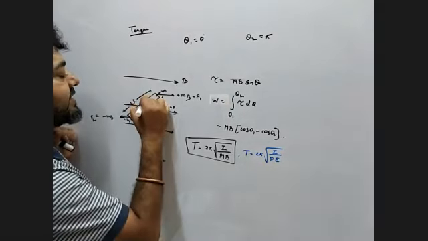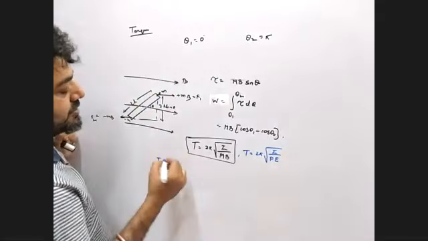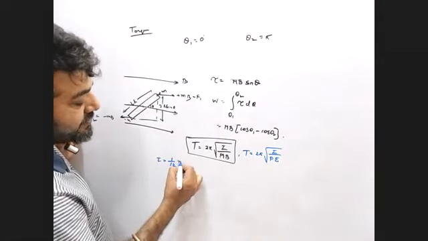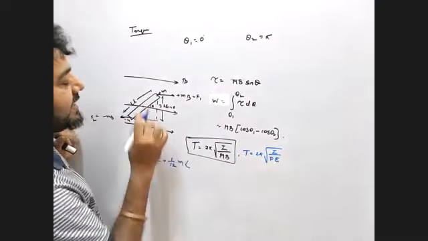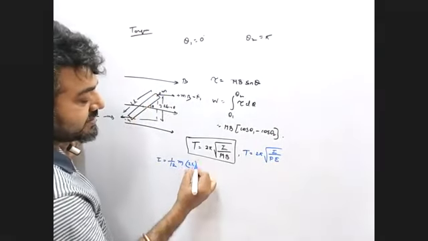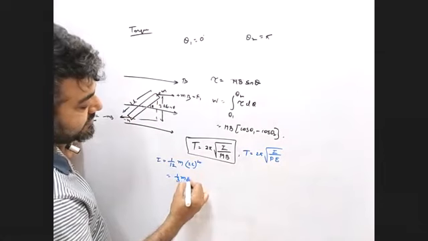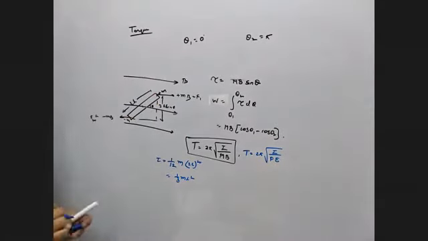So if the length is 2L, the moment of inertia of a bar magnet is 1 by 12, M is the mass, and here as we suppose the length is 2L, so 2L square. So what we have is 1 by 3 ML square. Don't write 1 by 12 ML square, because here we suppose the length of the bar is 2L. This is the moment of inertia.